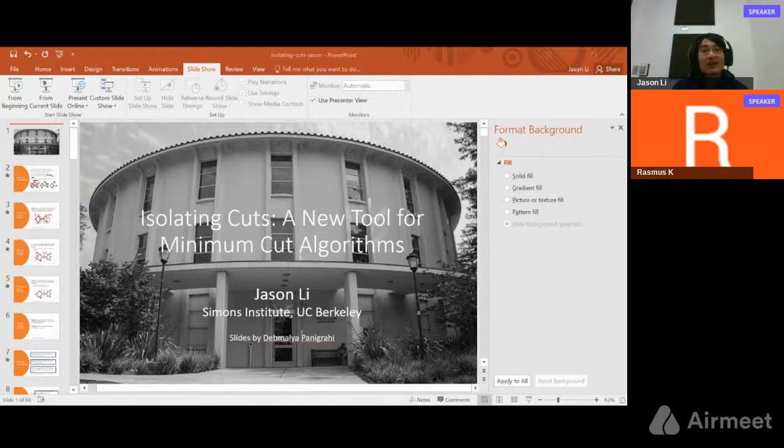So this talk will be on this new technique called isolating cuts and its applications for min-cut algorithms. Most of this work was done with Demelia Panagraki at Duke, and these slides are by him. So in this talk, we'll be considering mostly min-cut algorithms on graphs. Formally, this is defined as: given the graph, find the minimum cardinality or weight cut satisfying some condition about disconnecting vertices from each other.